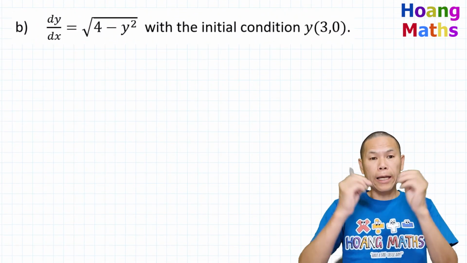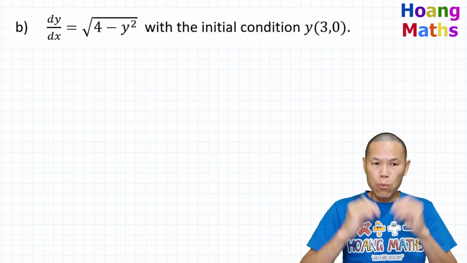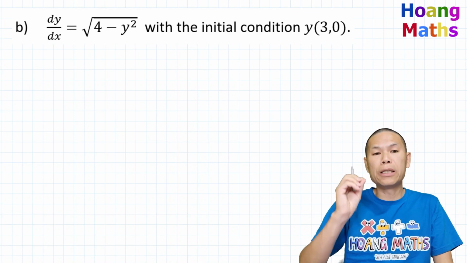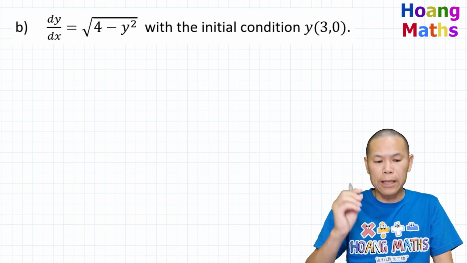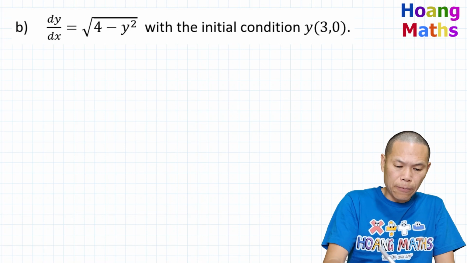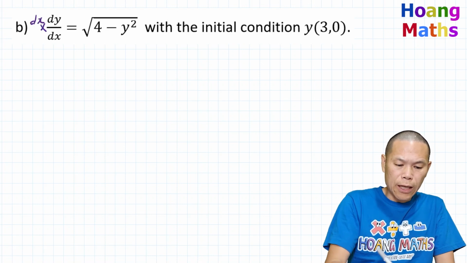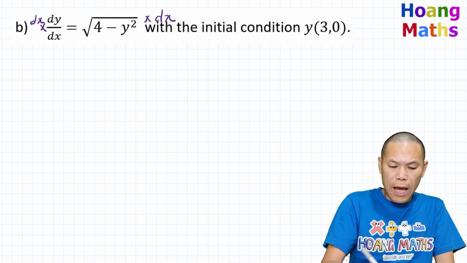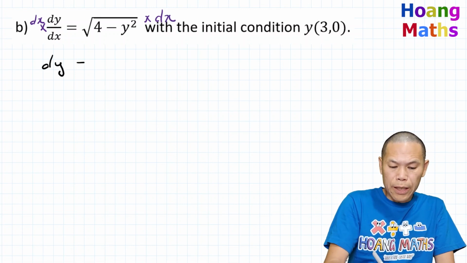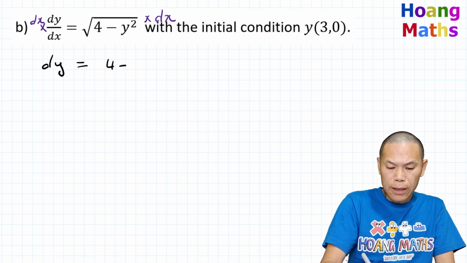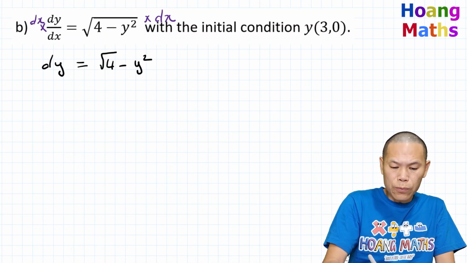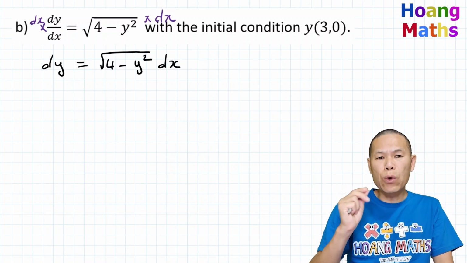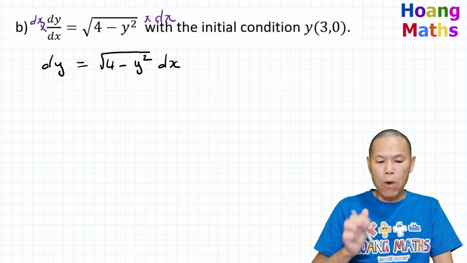Part B. Again, we just need to separate the y functions with dy. To do this, the first step is I just times dx on both sides. So if I times dx here, and this also times dx, this means that dy is square root of 4 minus y square dx. Now I just divide by square root of 4 minus y square.